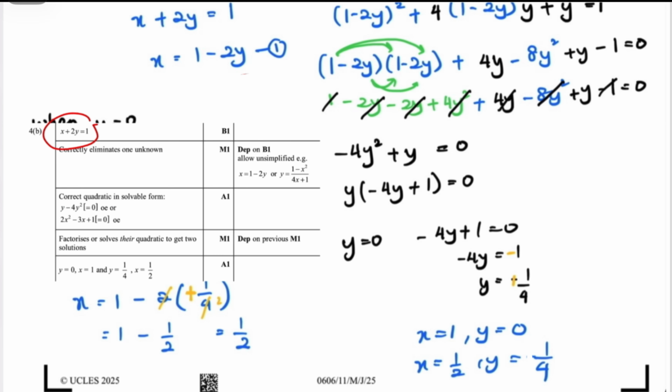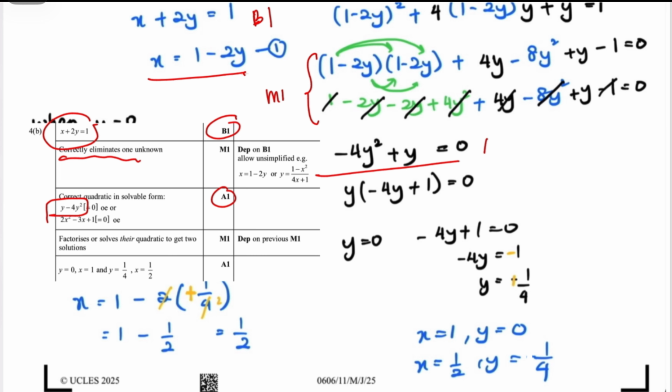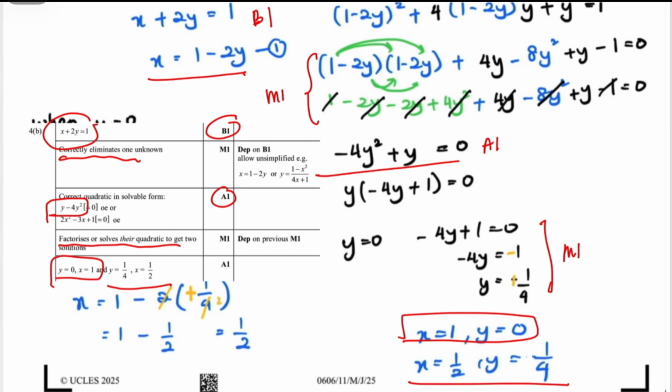Let's bring in the marking scheme. Successfully removing log is going to be B1 mark, and eliminating the one unknown, that is that part, that is method 1 mark. Whenever we arrive at y minus 4y squared, answer 1 mark, and when we solve for x and y, it's method 1 mark. And when we rewrite our final answer, x equal to 1, y equal to 0, and y 1 over 4 and x 1 over 2, that is answer 1 mark.